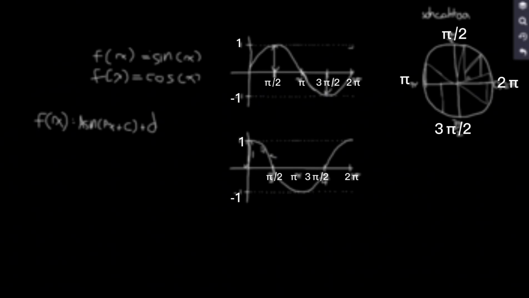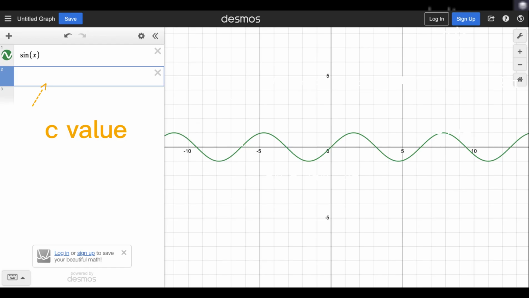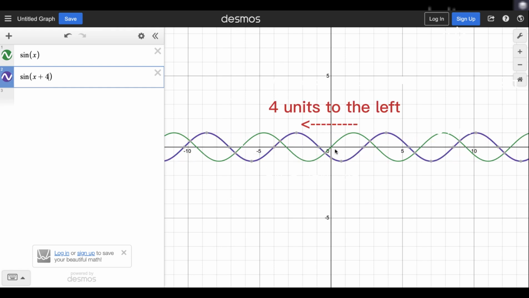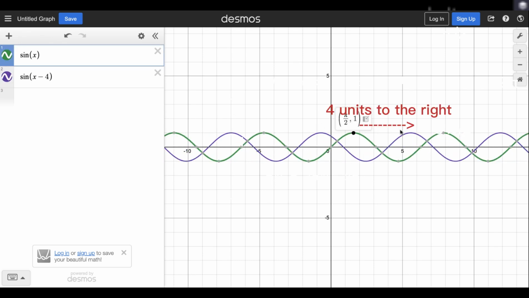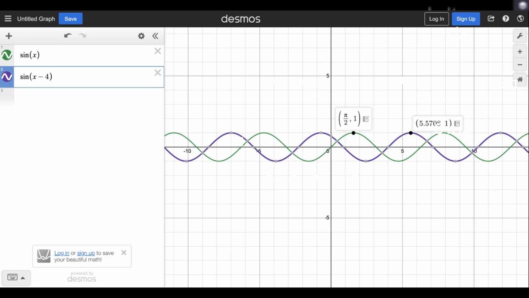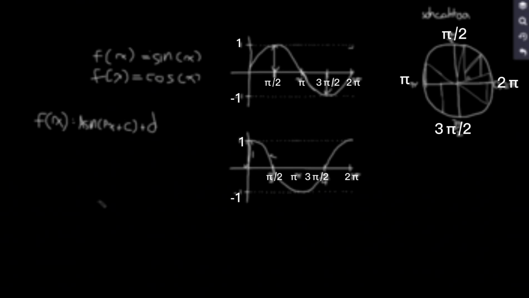Shifting left and right are determined by the c value over here, and plus 4 would shift the function 4 to the left, and minus 4 would shift the function 4 to the right. It's the opposite of how this number functions, because if it's plus, it goes in the positive, minus goes in negative, but here it's plus goes in the negative, and minus goes in the positive.